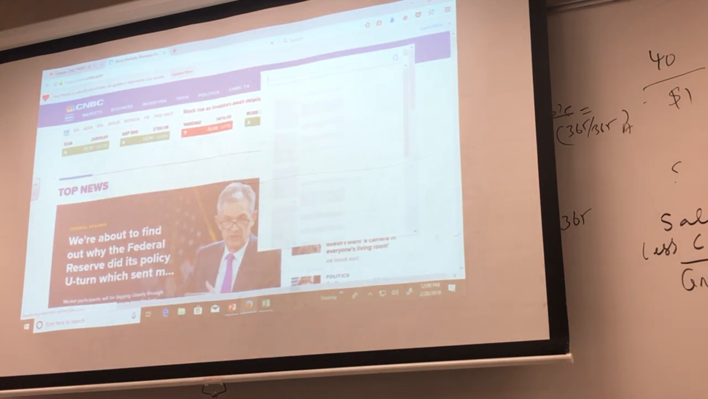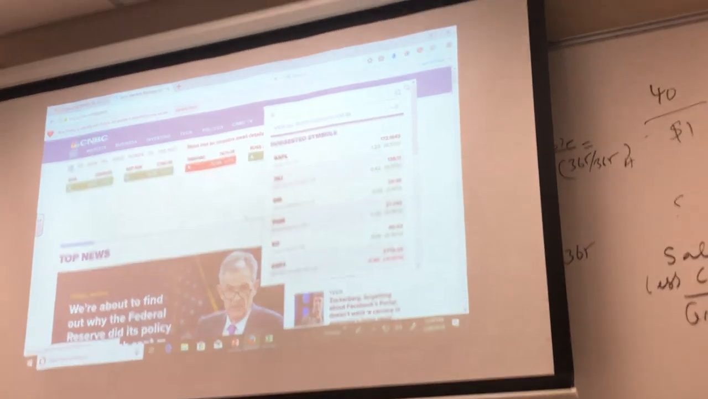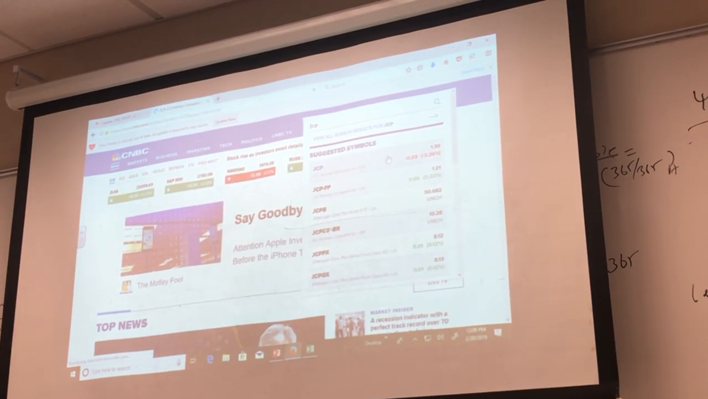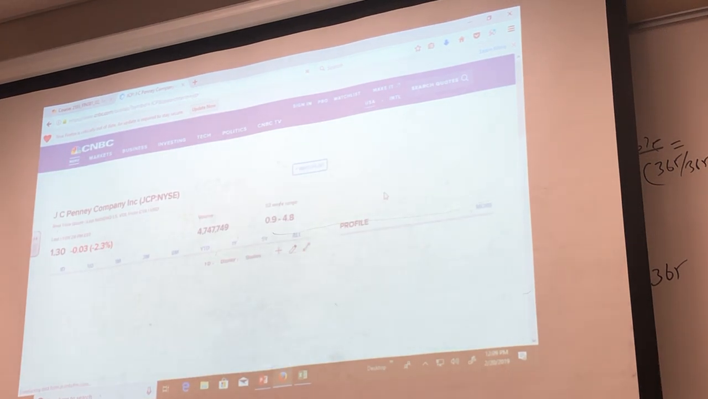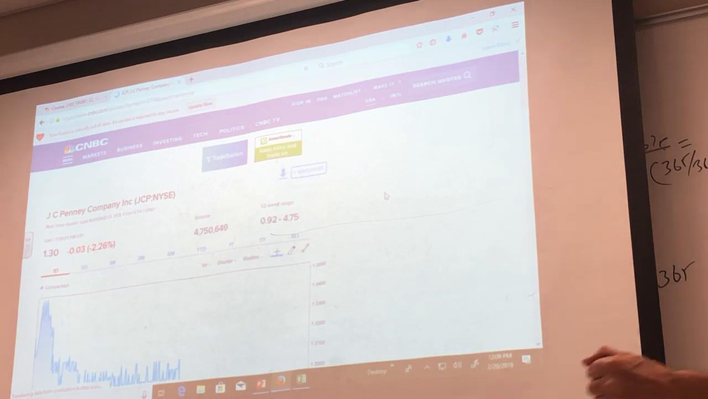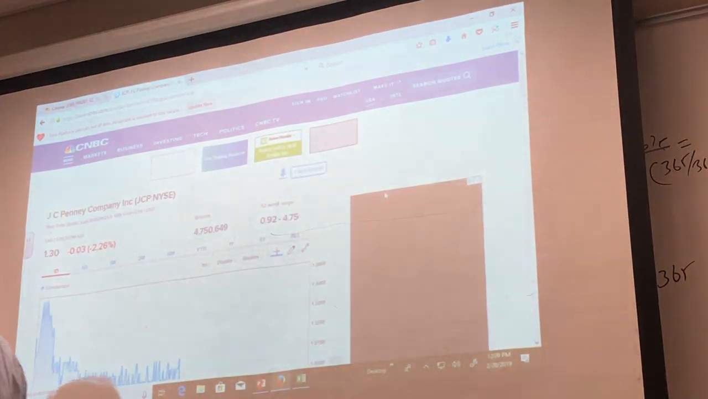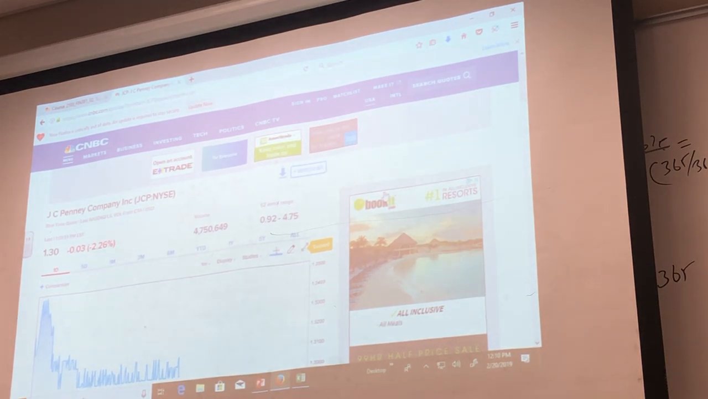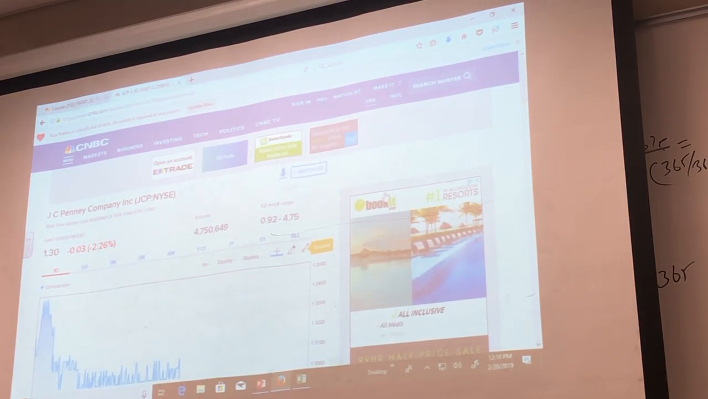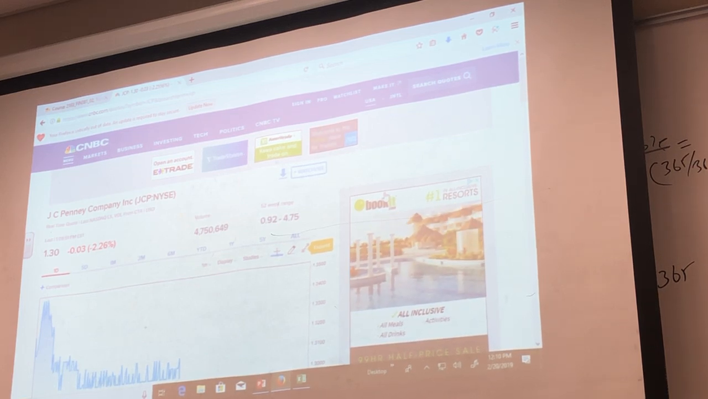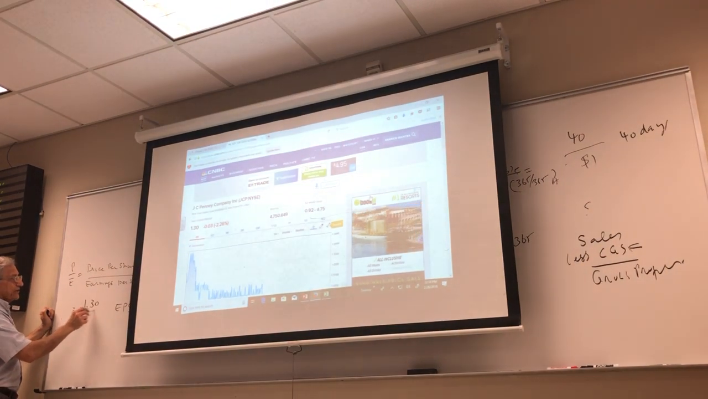So here is JCP, I believe this is JCPenney, so it's $1.30, you can see here. It's down 3 pennies today. So let's use today's. It won't be much different from last year, but because we are using numbers from 2018, you want to use the stock price prevailing then. But let's assume there isn't much difference, so 1.30.